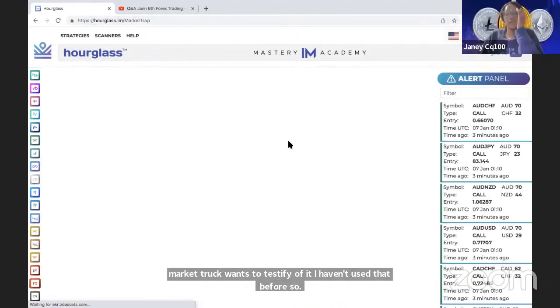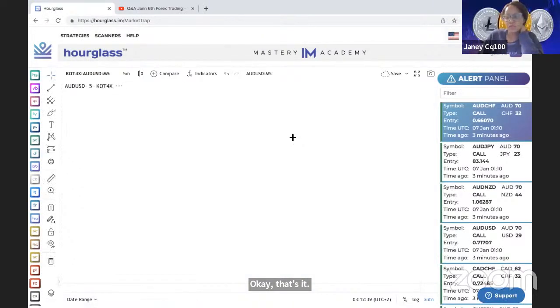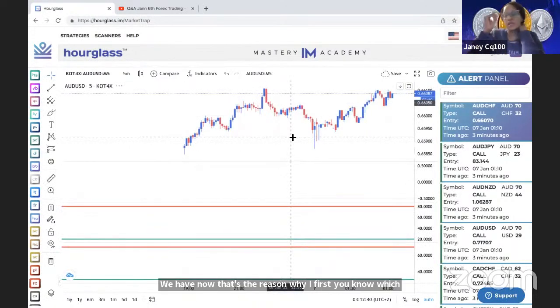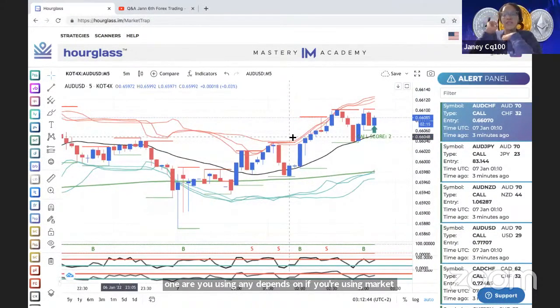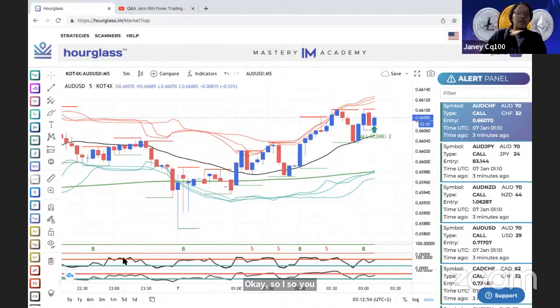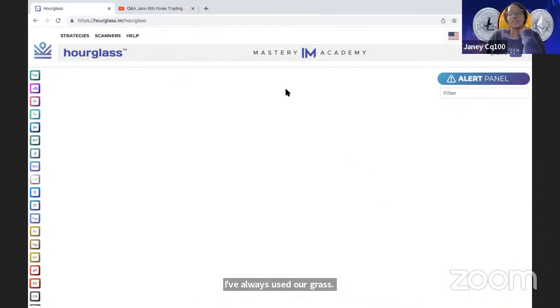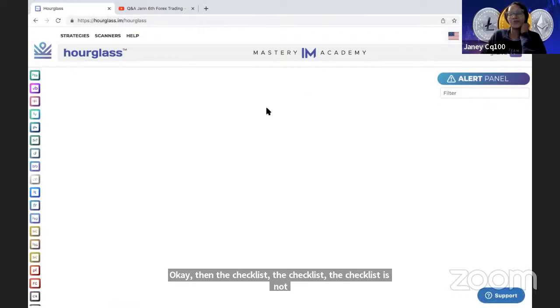That's the checklist that we have. That's the reason why I asked you first, which one are you using? Because it depends. If you're using market trap, then the cross down and cross up takes into account. Okay. So you are sure you were using hourglass, right? I've always used hourglass. Okay. Then the checklist is not what you were saying, cross down.